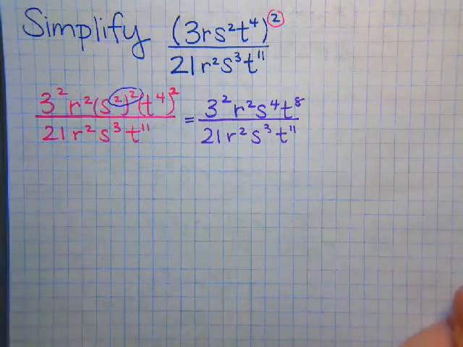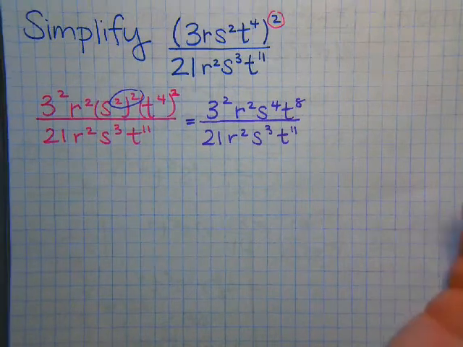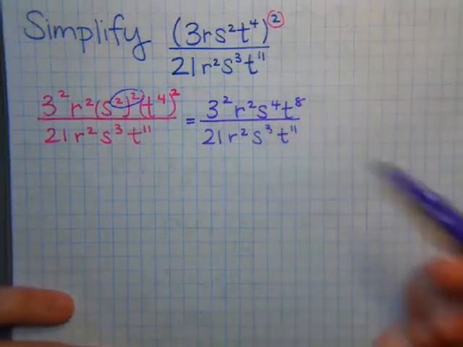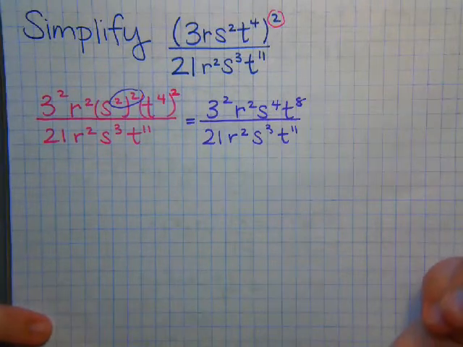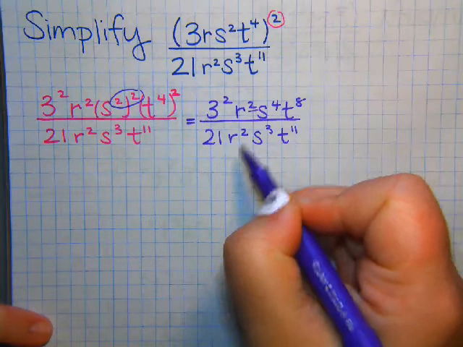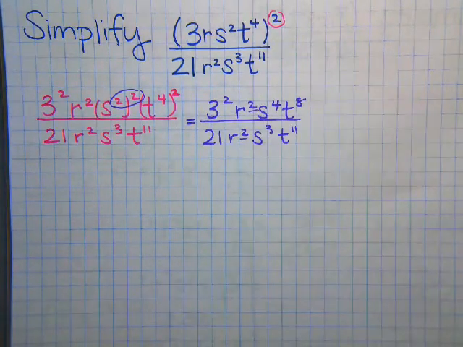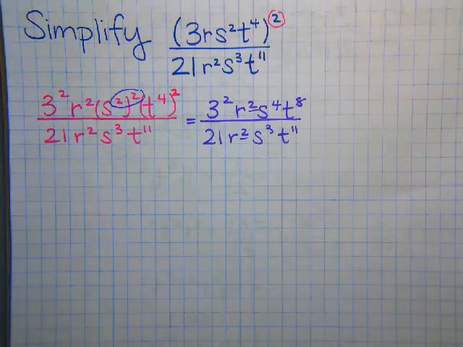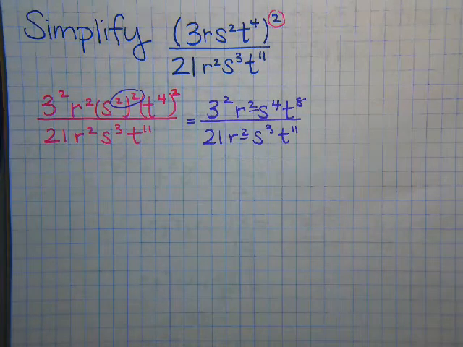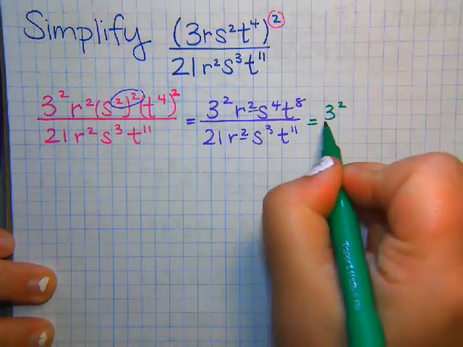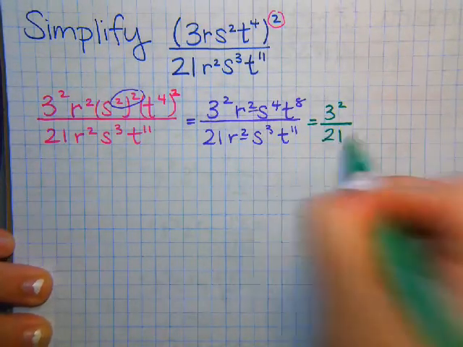Okay, now it says, again, I'm still in step 2. Do all rules to get one base, but I still have 2 r's, 2 s's, 2 t's. So the rule here for division is to subtract. So I want to take the numerator exponent minus the denominator exponent. And I'm actually not even going to touch the numbers yet. Again, there is some flexibility in this, but since I made it the last step, I'm not going to deal with it until the end. So I'm just going to leave 3 squared over 21 here.